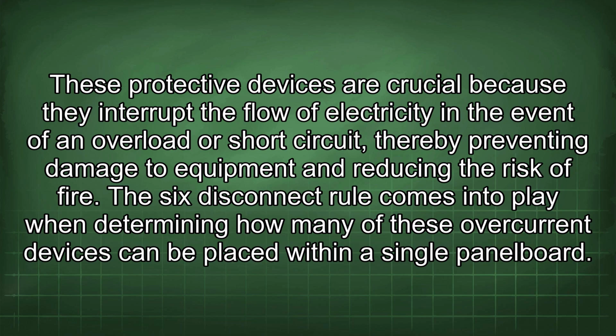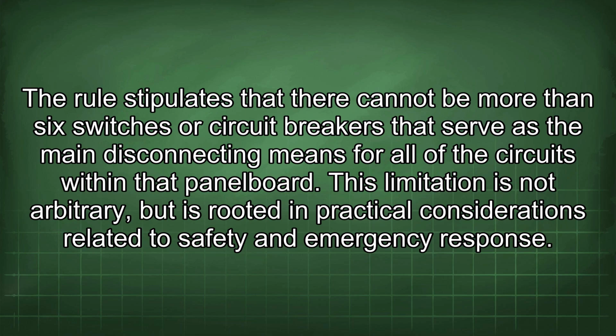The 6 disconnect rule comes into play when determining how many of these overcurrent devices can be placed within a single panel board. The rule stipulates that there cannot be more than 6 switches or circuit breakers that serve as the main disconnecting means for all of the circuits within that panel board. This limitation is not arbitrary but is rooted in practical considerations related to safety and emergency response.